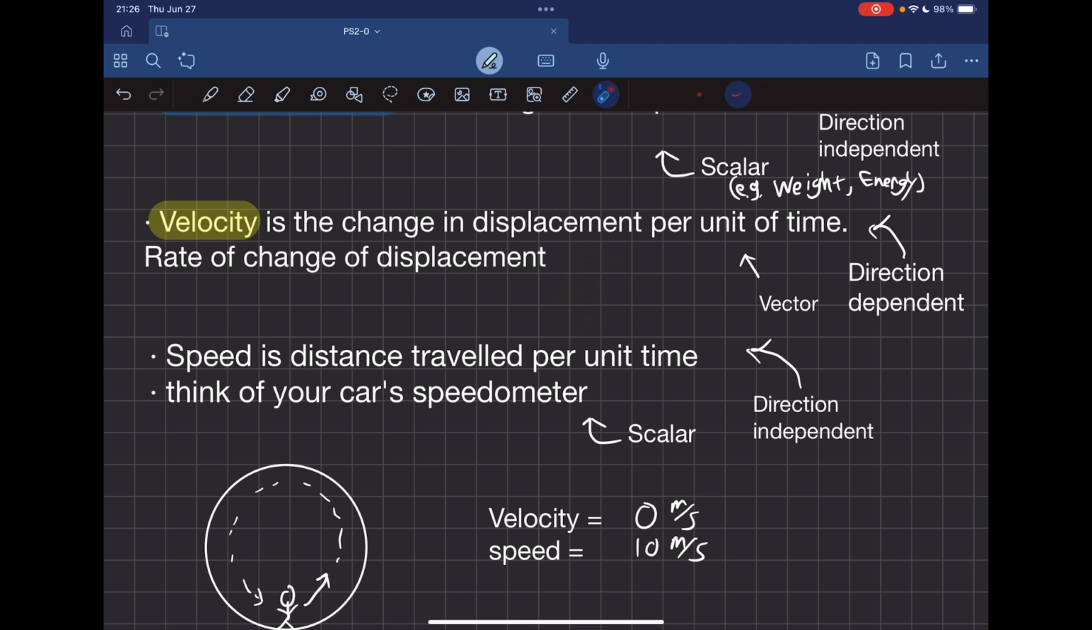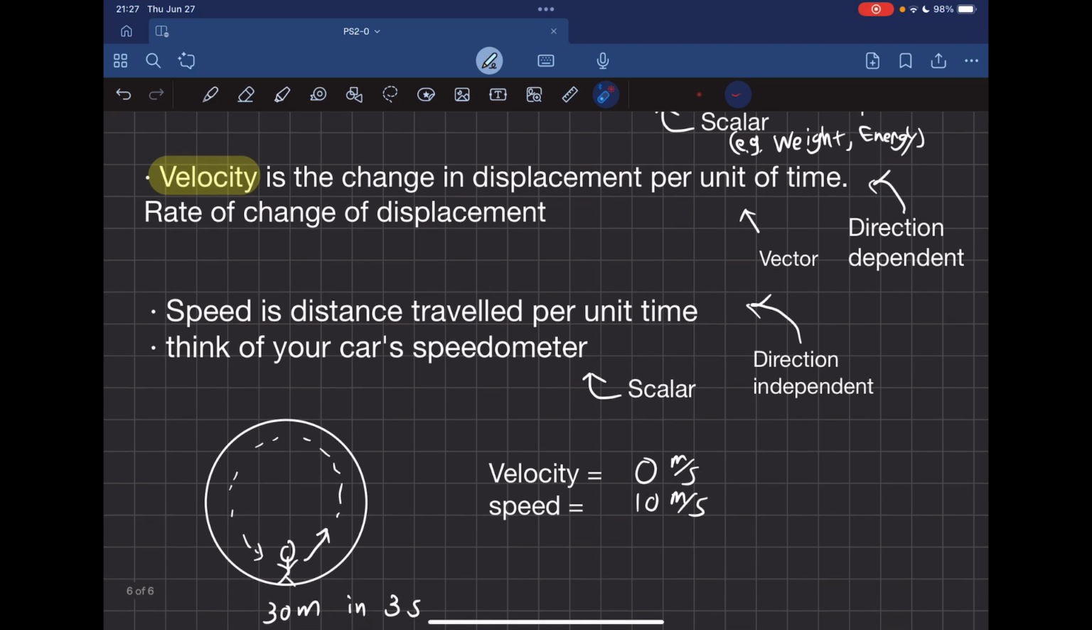And another thing that's important about this is it is direction dependent and it is a vector. So displacement was a vector, and so is velocity. And that's because it uses a vector in the equation, essentially. It depends on a vector.